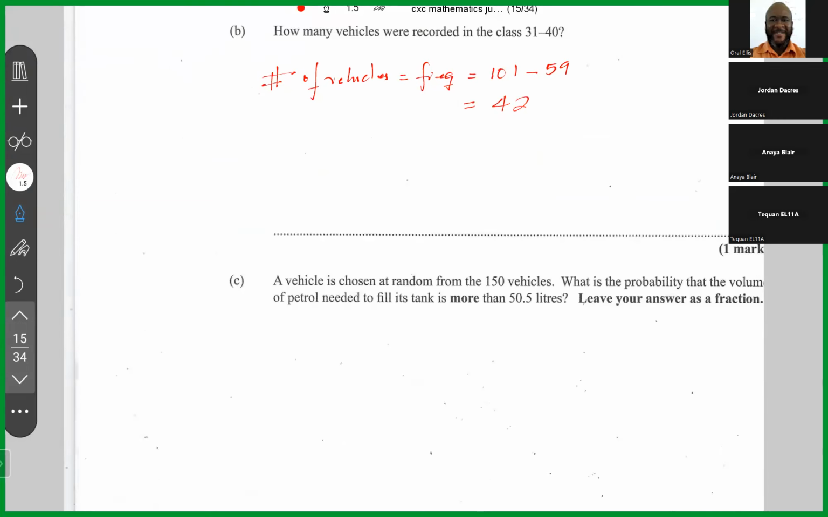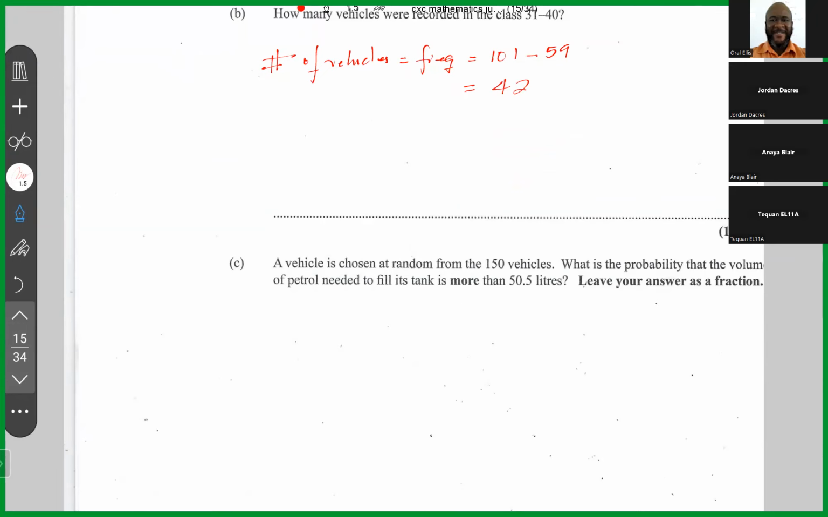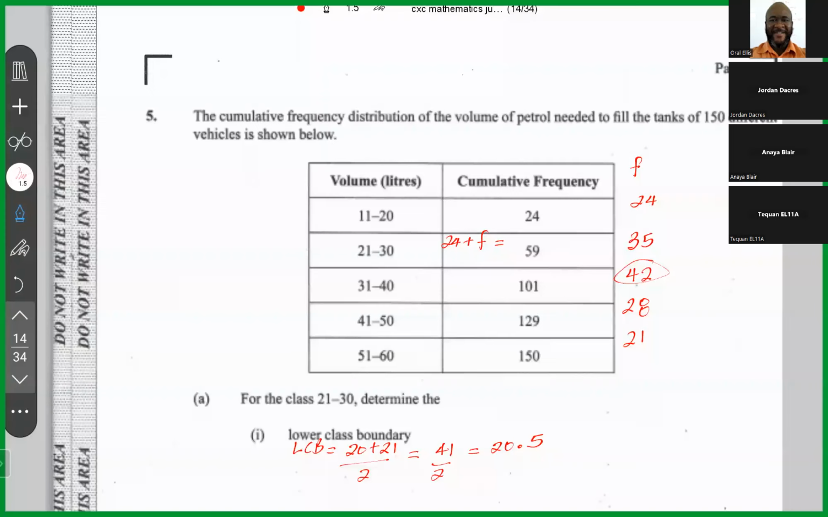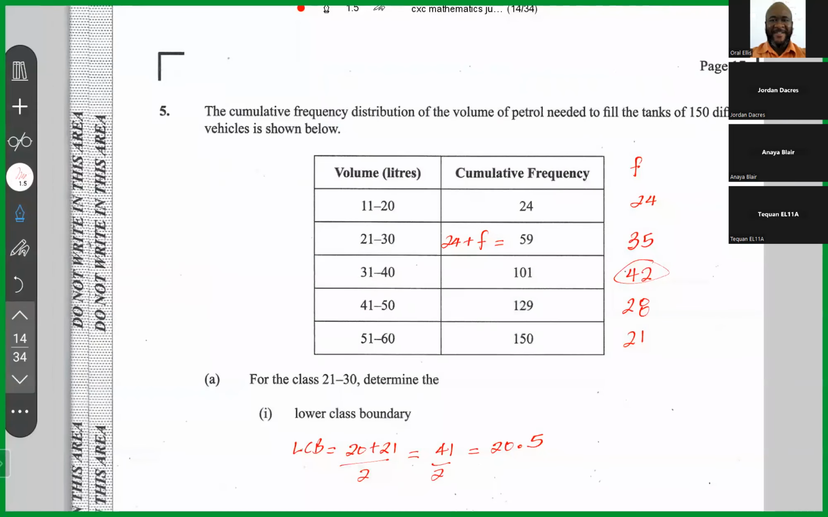Next, a vehicle is chosen at random from the 150 vehicles. What is the probability that the volume of petrol needed to fill its tank is more than 50.5 liters? Leave your answer as a fraction. So let's go back and see how many vehicles need more than 50.5 liters. The number of vehicles that need more than 50.5 liters to fill the tank is 21.